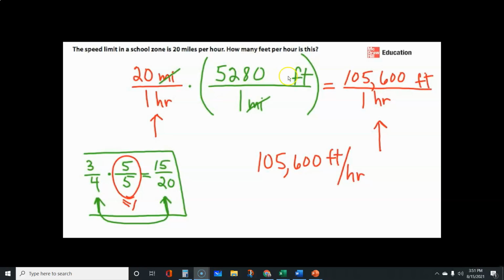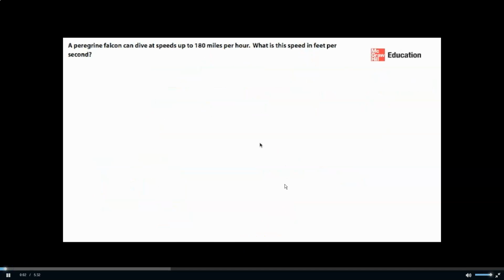So when you're solving these, you need your conversion. I gave you guys those papers, so you have those conversion charts. Let's try one more.